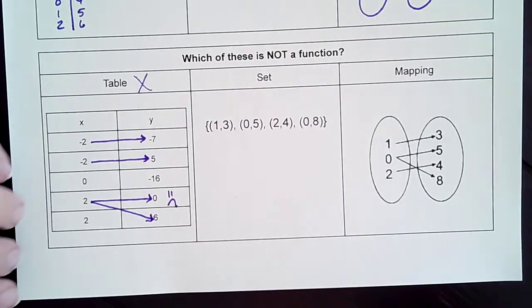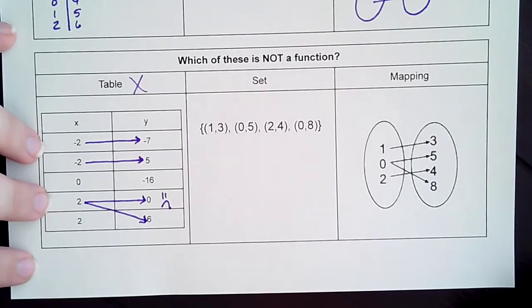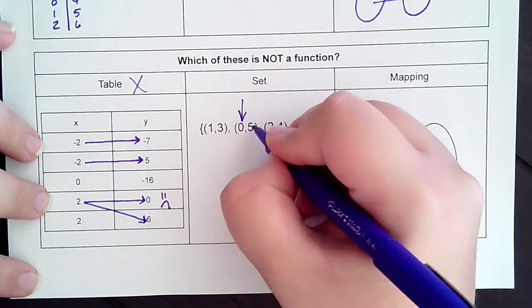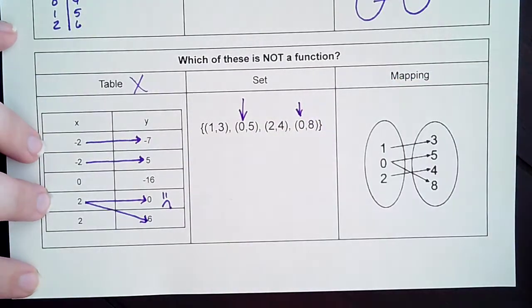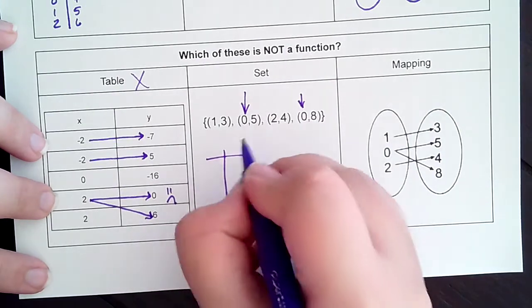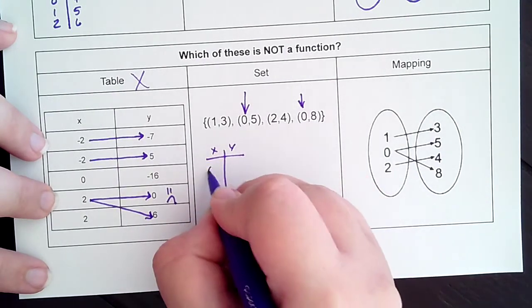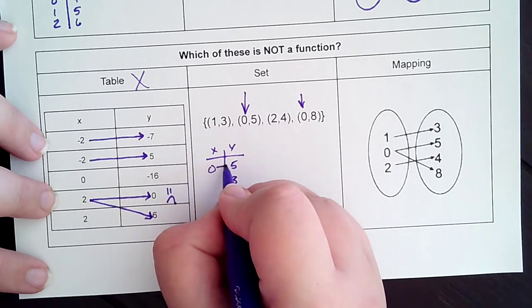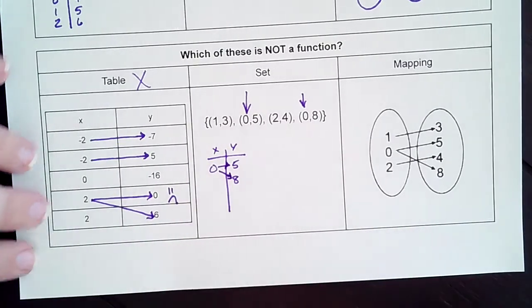In a set, it's a little bit harder to see, but again, we're looking for the same thing. Do we have any repeating x's that go to different y's? We do. We have a 0 that goes to 5, and we have a 0 that goes to 8. If I were to draw that in a table, again to look for that shape, I would have a 0 that goes to 5, and I'd have a 0 that goes to 8. I don't like that shape.